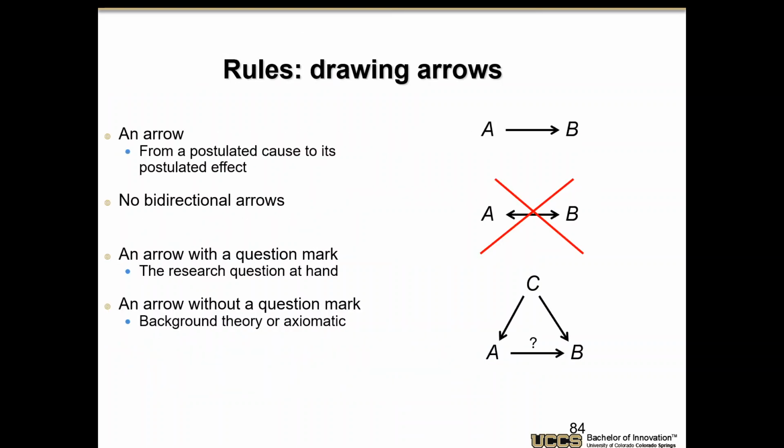So when we talk about our basic rules for our causal diagrams, an arrow is a postulated cause and effect. We don't have bidirectional arrows, right? Because we don't have bidirectional cause and effect. A doesn't cause B as B causes A, right? We can have effectively A and B both correlated with each other. We don't know which is causing it.